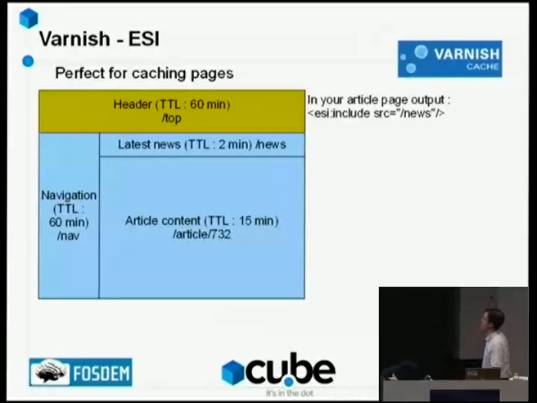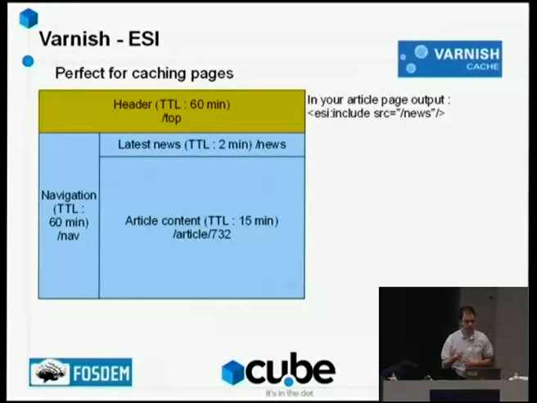What you do is basically in the HTML of your main page, you put a little HTML tag like that. esi:include src equals /news. And what's going to happen is Varnish is going to make a sub request to /news. It's going to fetch just that and put the output instead of the ESI tag.